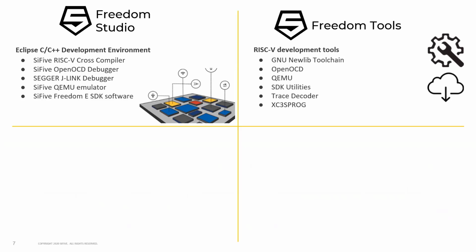We also build and release the toolchain, debugger, emulator, and some utility programs for Windows, Mac, and Linux to use standalone. The scripts and patches, if any, for these tools are found on GitHub in the Freedom Tools repository. You can also download the pre-built executables from our website.